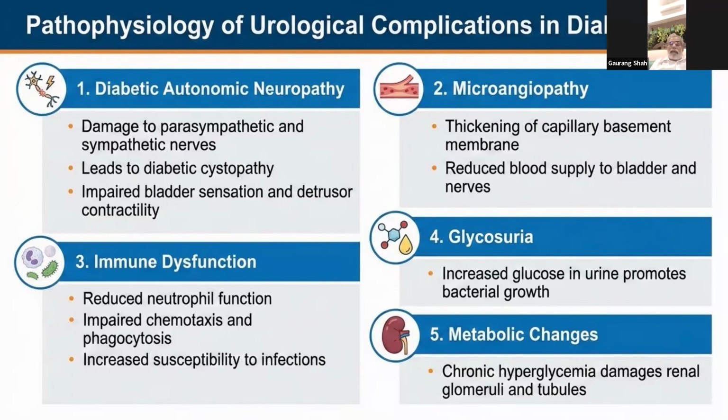Okay, fine. Harshi, go ahead. The pathophysiology includes diabetic autonomic neuropathy, wherein damage to parasympathetic and sympathetic nerves leads to diabetic cystopathy with impaired bladder sensation and detrusor contractility. Microangiopathy due to diabetes leads to thickening of the capillary basement membranes, which reduces the blood supply. Immune dysfunction reduces neutrophil function and impairs chemotaxis and phagocytosis, because of which the susceptibility to infection is increased. Glycosuria increases the glucose in urine, which promotes bacterial growth. And metabolic changes: chronic hyperglycemia damages the glomeruli and the tubules.